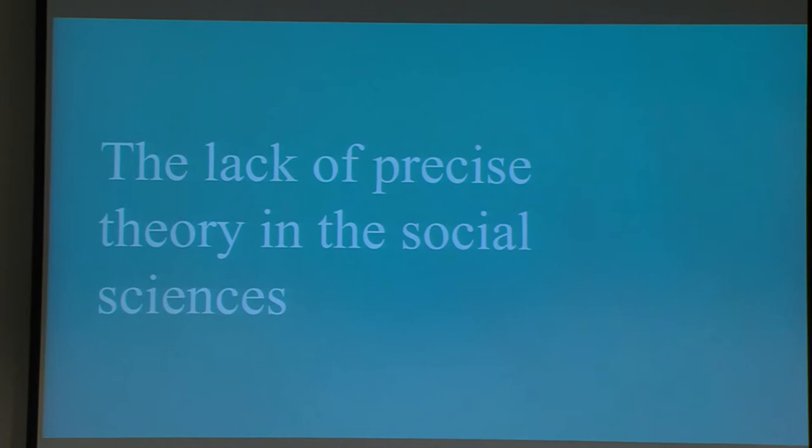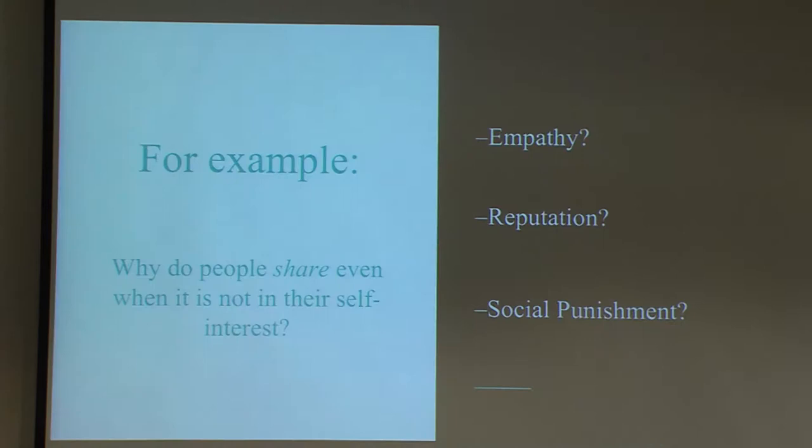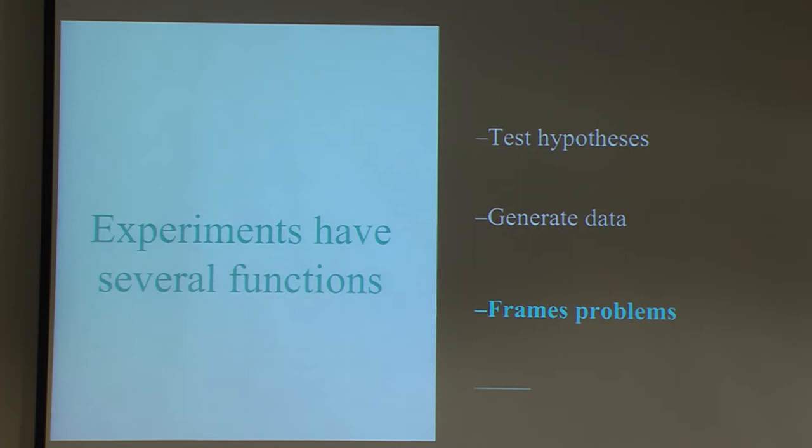So I have a particular perspective. I have an evolutionary perspective, so I like to include that in my models, and experiments can be used to frame problems. So I'm going to talk about an example today, and that is sharing in humans. One of the problems is, how do you explain that? I mean, is it empathy, reputation, social punishment? If we look at experiments that have been done with sharing behavior, they can structure the problem so that we can begin to develop some theory.